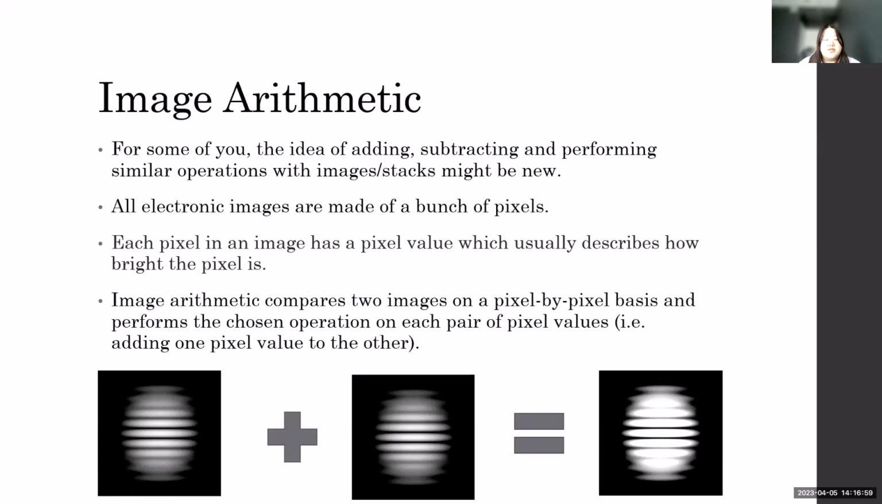Image arithmetic compares two images pixel by pixel, and then performs the chosen operation on each pair of pixel values. These images show addition. Adding one pixel value to the other, you can see that after we add these two images together, it looks a lot brighter. And there are also other functions as well.